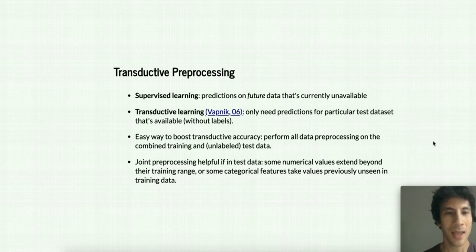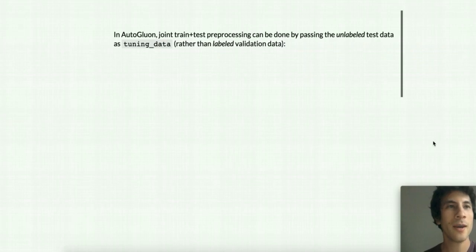In this context, it's very safe to do all the data processing on the combined training and unlabeled test data. And it's in fact preferable, to boost the accuracy. For example, this joint pre-processing over both the train and test data can help you if some numerical values extend beyond their range in the training data, or some categorical features take values in the test data previously unseen in the training data. In AutoGluon, you can do this pretty easily just by passing unlabeled test data as the tuning data argument rather than labeled validation data.